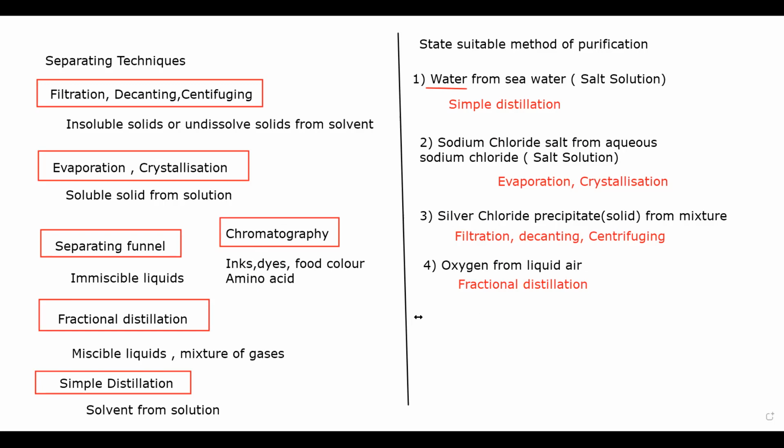And if we want to separate food colors or amino acids, the technique which we use to separate amino acids and food colors is known as chromatography. So chromatography can be used for identification, like to check the purity as well, and it can be used to separate the substances from each other.